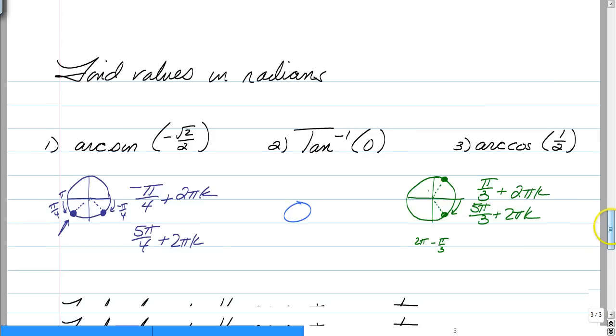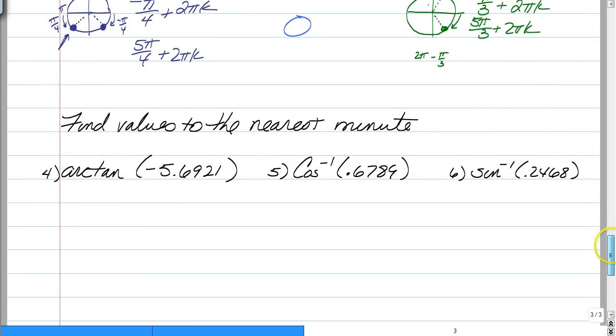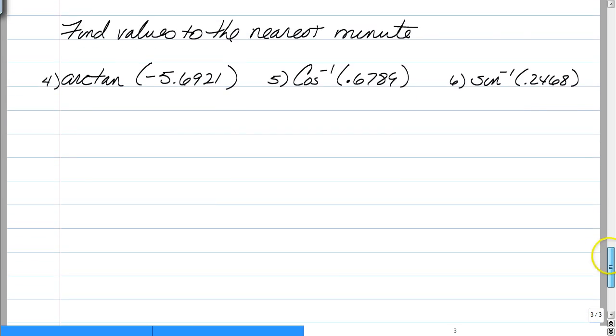Now, when you're in degrees, we're going to round to the nearest minute, which means you're going to be using your calculator, so they do not have to be nice, pretty angle numbers. So go right ahead and try these 3 on your own, and after that, I'll step you through it, and then we will be done with this lesson. So give them a try on your own.